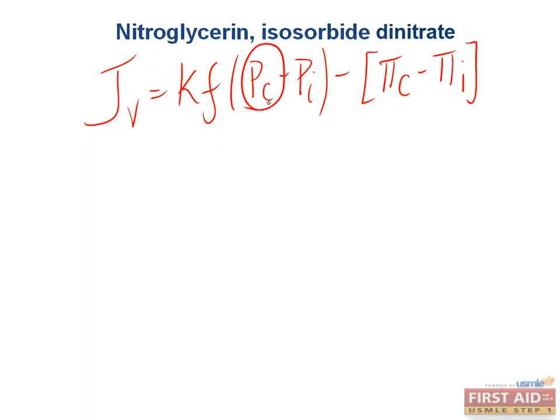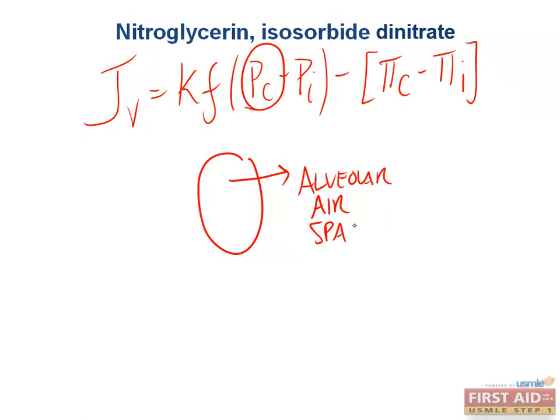be an increase in this value, Pc, because that's the capillary pressure. There will be an increased driving force of fluid across the capillary wall into the interstitial space, and in the pulmonary microvasculature, these vessels are directly associated with the alveolar air spaces, and that can cause fluid to be in the air spaces, and that's really bad.